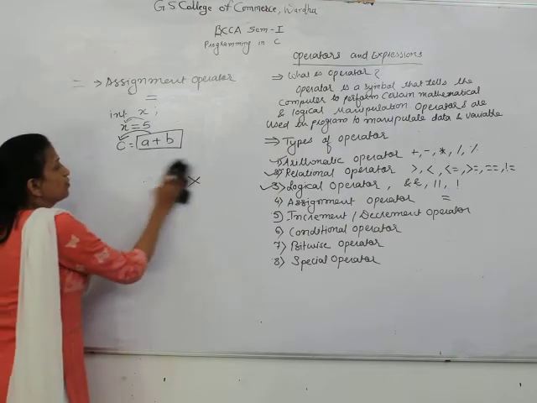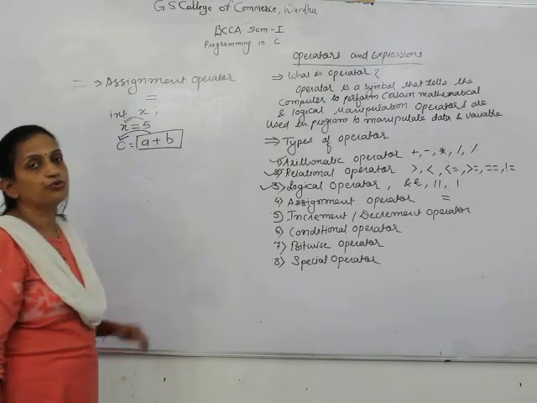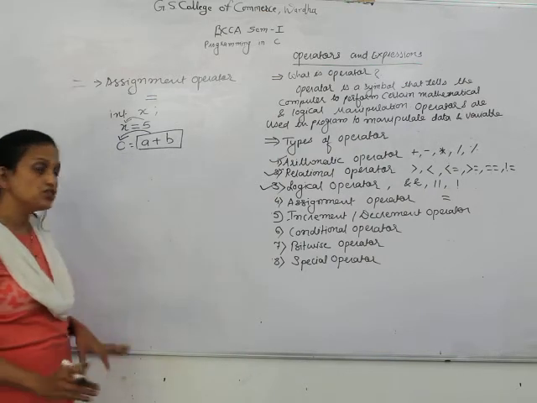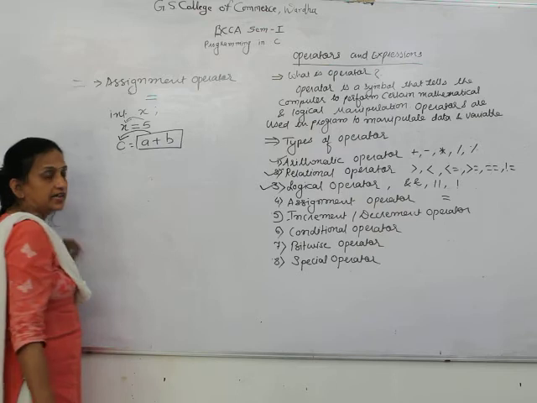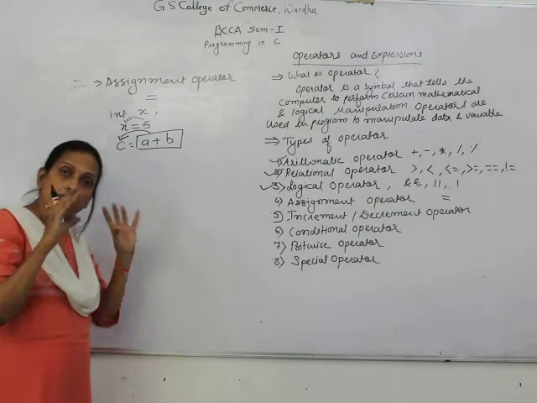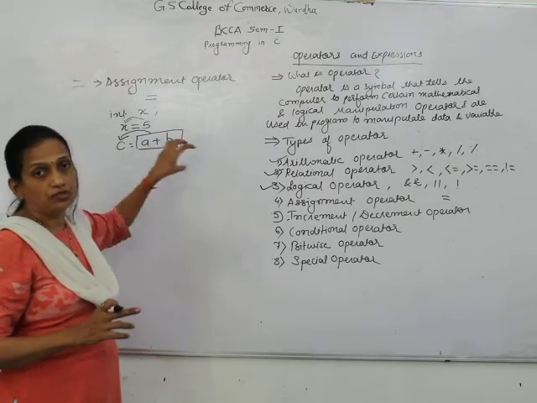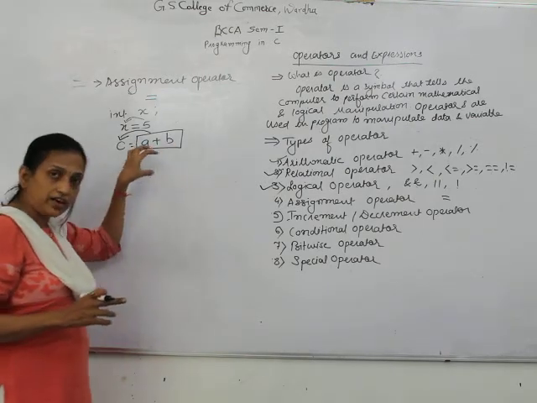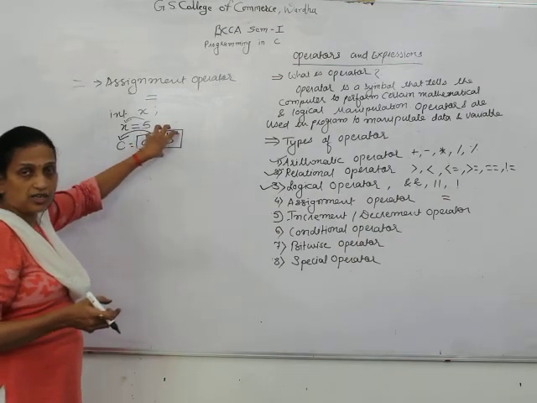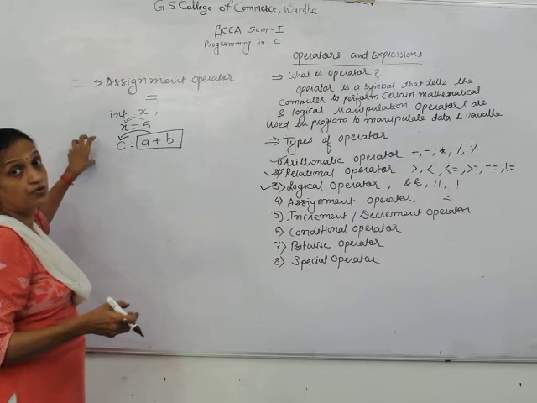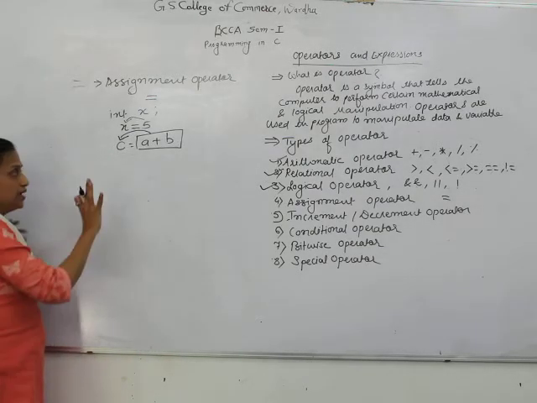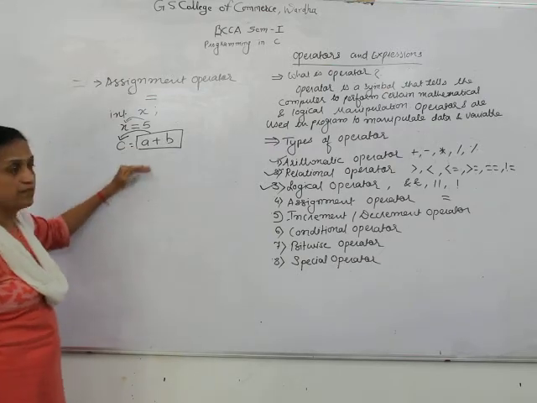Always, whatever you want to perform, whatever you want to manipulate, whatever you want to calculate, that must be written on your right hand side. Whatever output comes by the expression will be assigned to whatever you put on the left hand side. So these are the assignment operators.